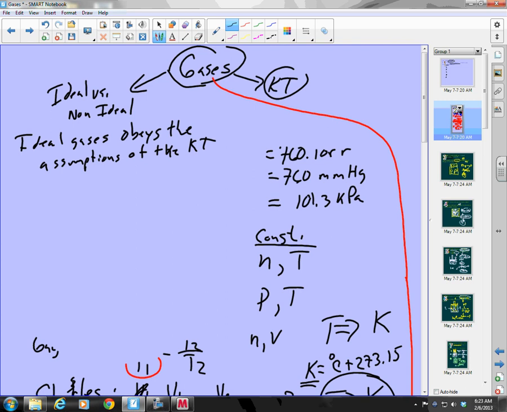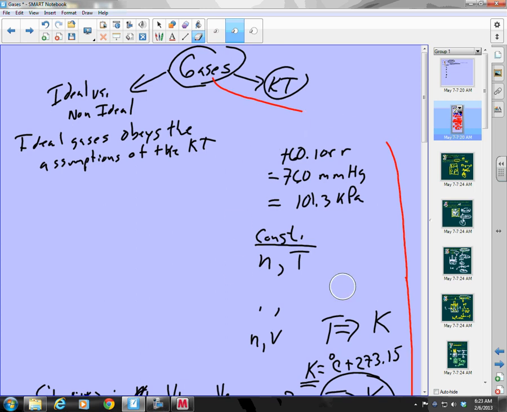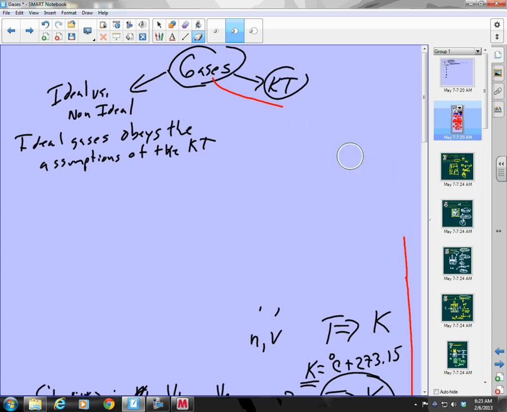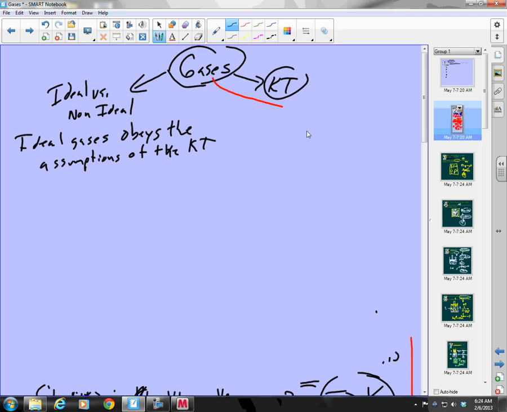And real quickly, what are those again? I have a large number of tiny particles far away from each other relative to their size. These particles are in continuous, rapid, random motion, right? There are no forces of attraction between these particles. When these particles collide, those collisions are elastic, and then the temperature reflects the average kinetic energy of the particles. Okay, so an ideal gas obeys those assumptions, which would mean a non-ideal gas doesn't.